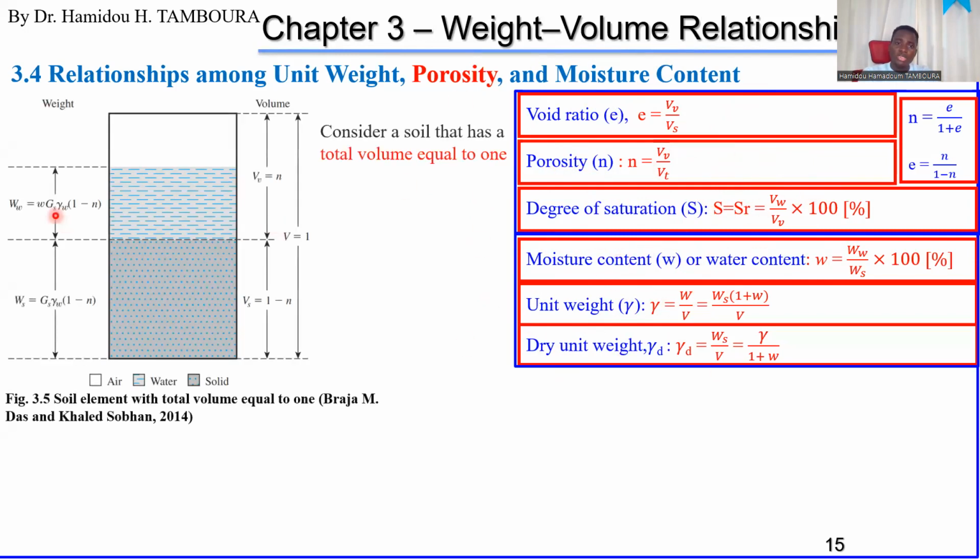This time we will consider this kind of model, but instead of taking the volume of solid as 1, now we take the total volume as 1. So V is 1. It means we consider a unit volume of 1 cubic meter. And then we try to see what relationships we can draw from here also. It will be the same procedure, so I will be going a little bit fast.